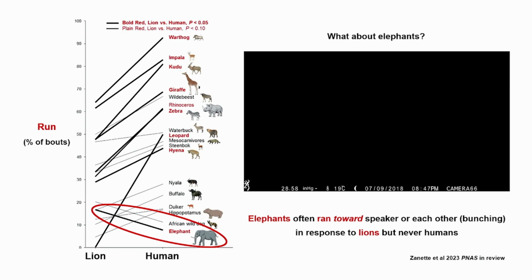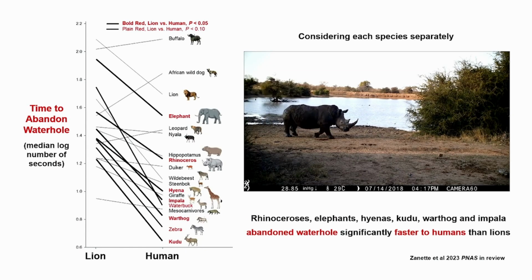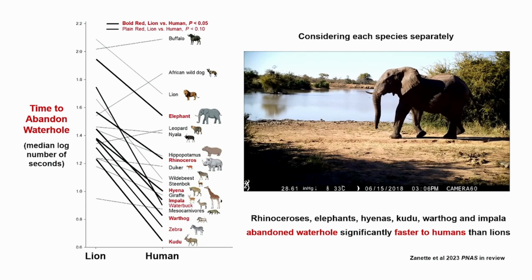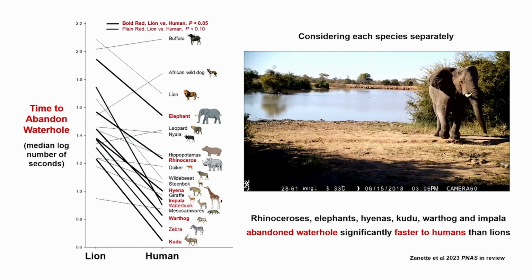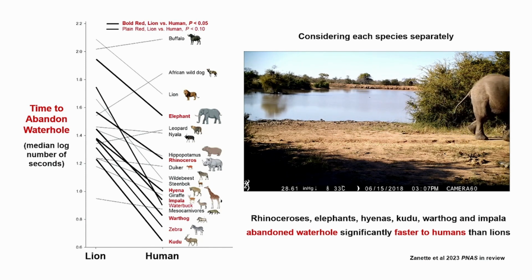Now, turning to time to abandon the water hole, rhinoceroses and elephants, and hyenas, kudu, warthog, and impala all abandoned the water hole significantly faster to humans than lions.